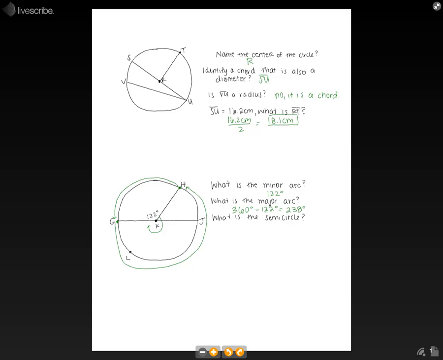Then it asks us, what is a semicircle? So a semicircle has endpoints that lie on a diameter. So as we can see, our points G and J lie on the ends of a diameter, and so this right here is our semicircle, and semicircles always equal 180 degrees.